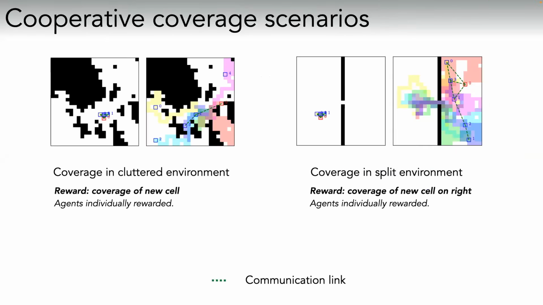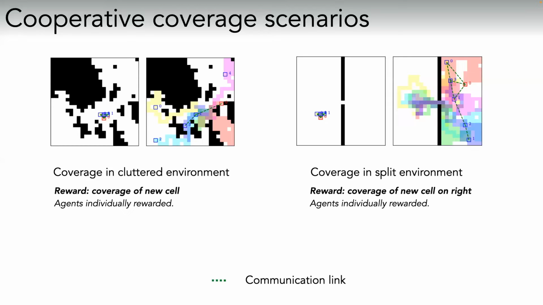So how do we set up the problem? We look at two different scenarios. One is simply coverage in a non-convex environment, and the other one is coverage in a split environment where the coverage only counts if you go over to the other side of the environment. We're actually going to set up a system in terms of rewards that is very simple. And I will speak a little bit about the complexities of doing this later.